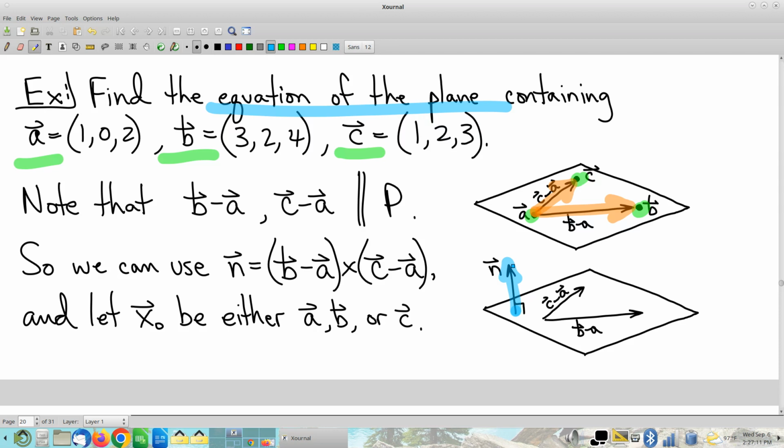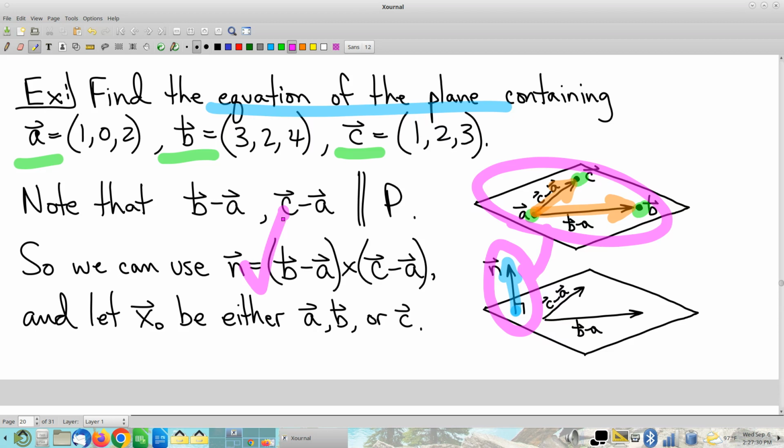View this as I have two vectors parallel to the plane and I want to find one vector perpendicular to the plane. How are we going to take two parallel and generate one perpendicular? Well, the cross product is the perfect tool for doing that.